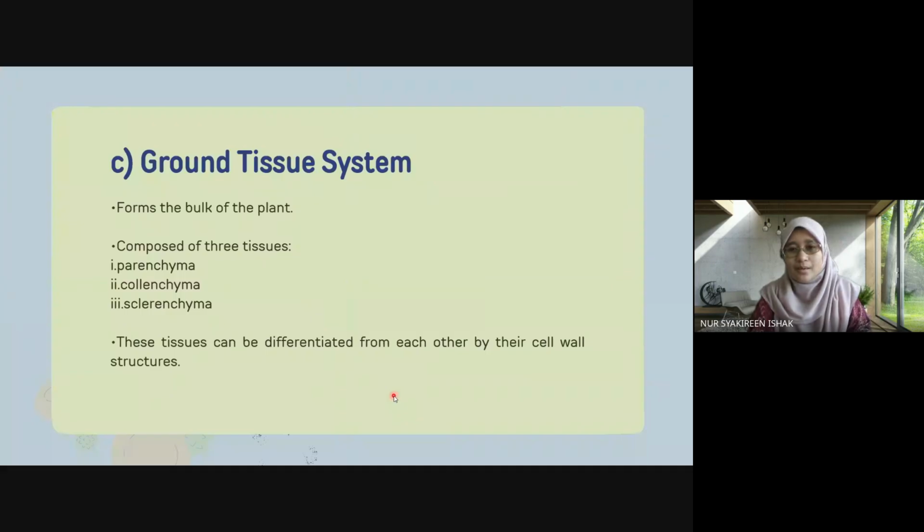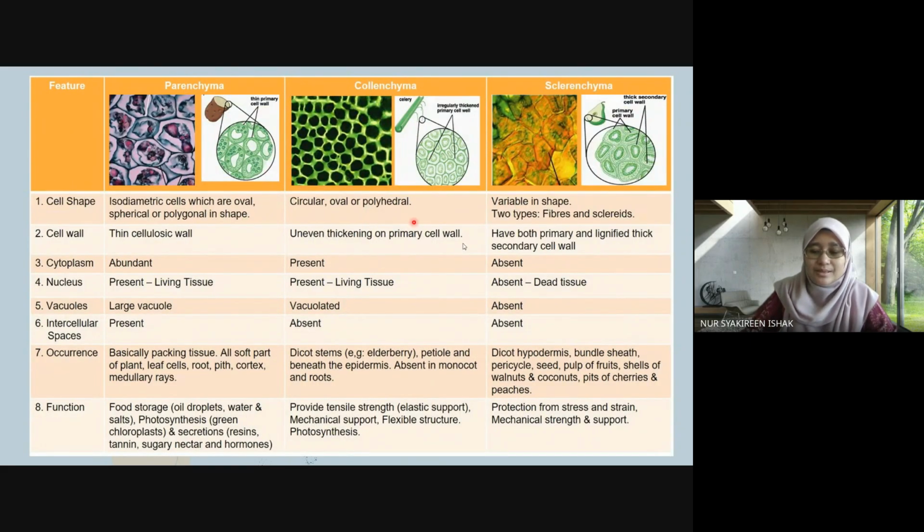And then we have the ground tissue system, which forms the bulk of the plant, the yellow area from earlier. It is composed of three types of tissue: the parenchyma, collenchyma, and also sclerenchyma. Make sure you know how to spell these terms correctly. These tissues can be differentiated from each other by the cell wall structure. From this table, you can see it differentiates between the three types of ground tissue.